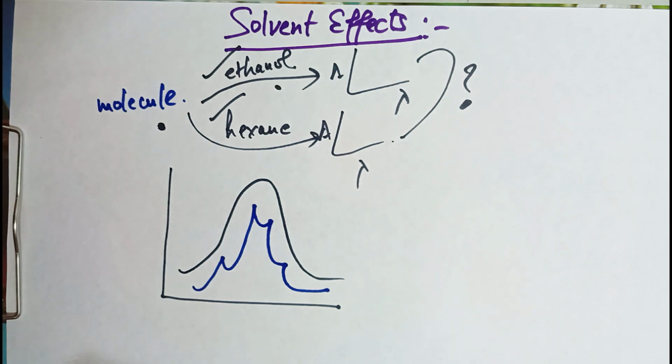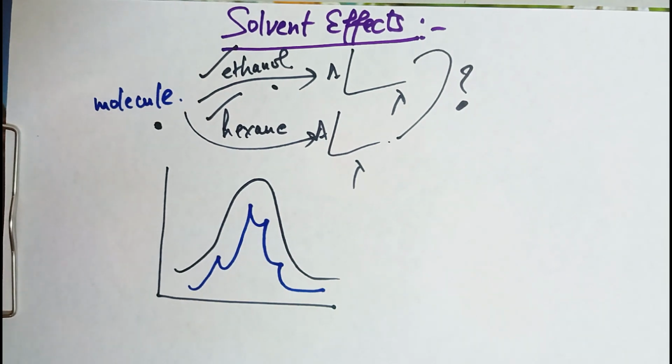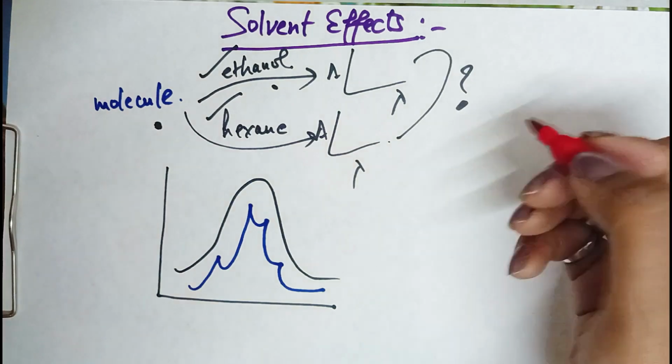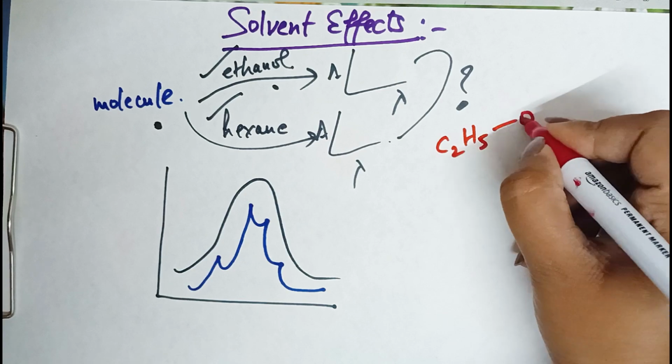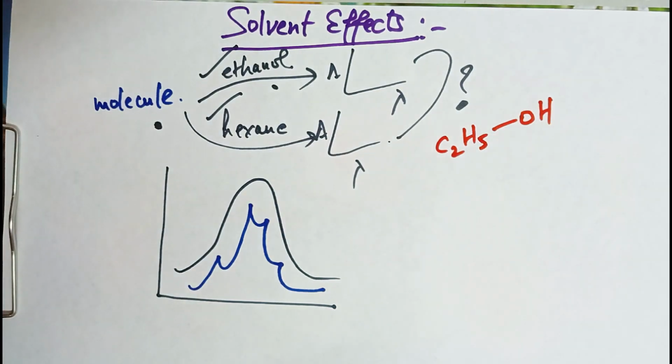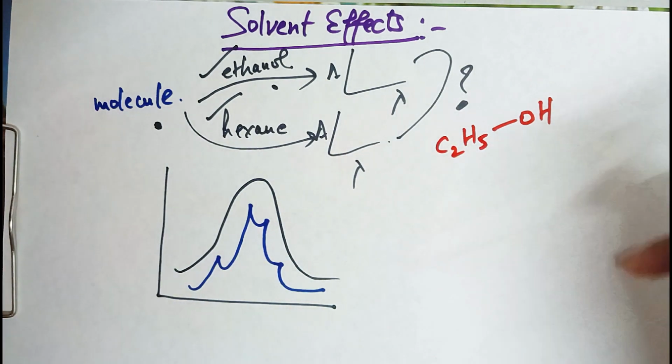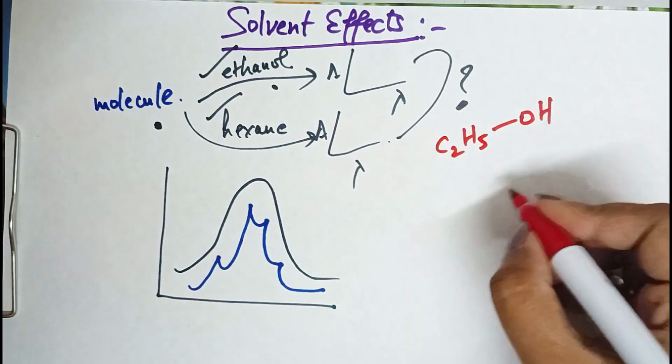Now I have to tell which graph is for ethanol as a solvent and which graph is for hexane as a solvent. So first of all, we need to look at the interactions which will be happening inside that overall solution. So suppose we have taken ethanol. Ethanol is C2H5OH, right? It is a polar molecule. This is your solvent.